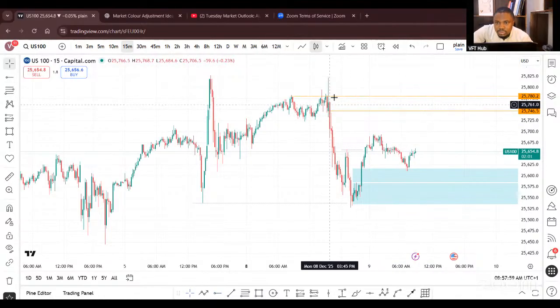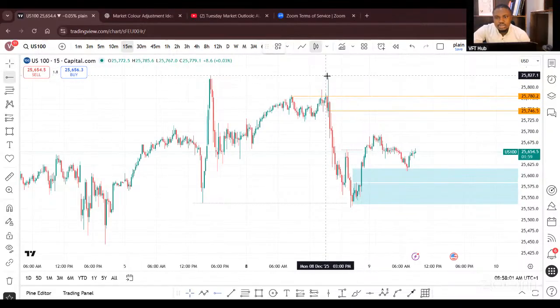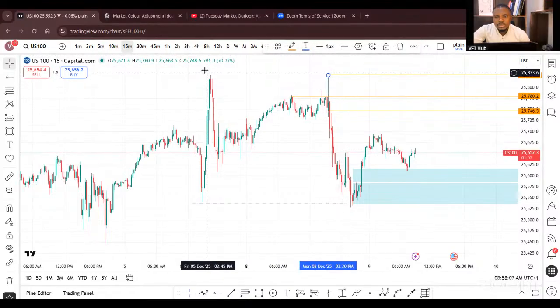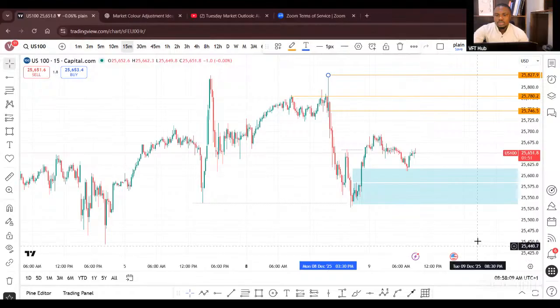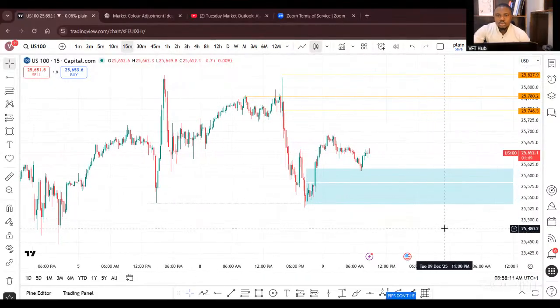Exactly, from this zone. And then SL will be just above here, a bit to cover this. And then hopefully we'll see that drop to the downside.